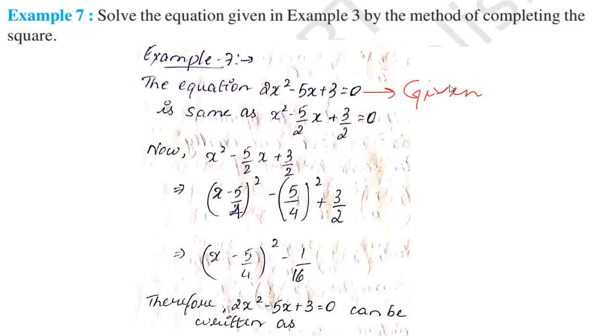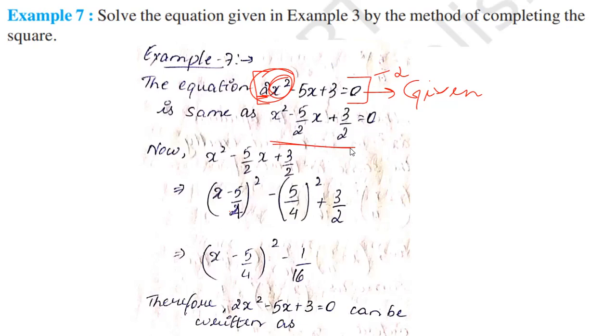So what do you have to do in the completing the square method? The first step involved is that the coefficient of x square should be 1. So in order to make the coefficient of x square 1, divide the complete equation by 2. You get this as the equation.